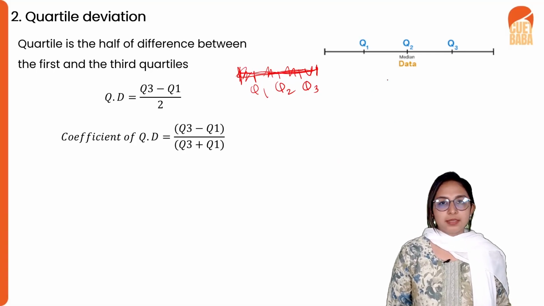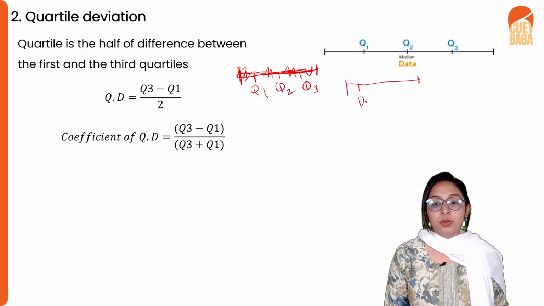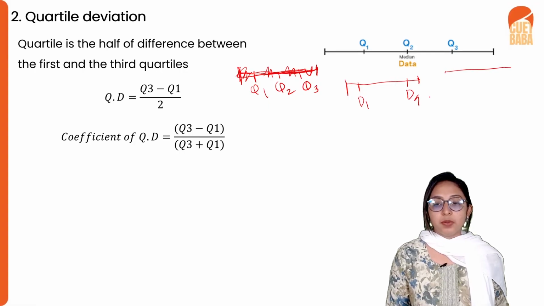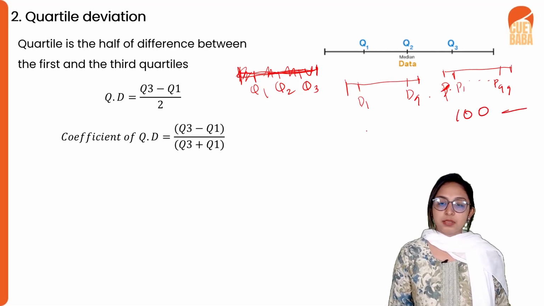Similarly, we have percentiles and deciles. In deciles we are dividing the data into 10 equal parts using 9 points, and in percentiles we will be dividing it into 100 parts using P1 etc. up to P99. That is, percentiles give 100 pieces, deciles 10, and quartiles we are dividing into 4.